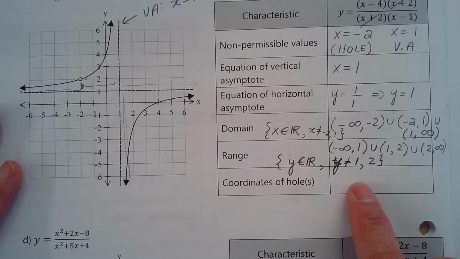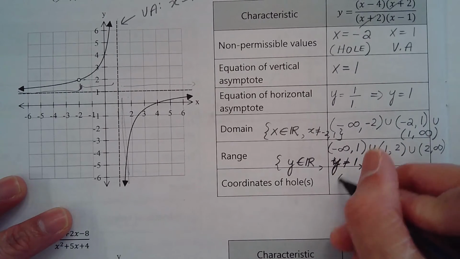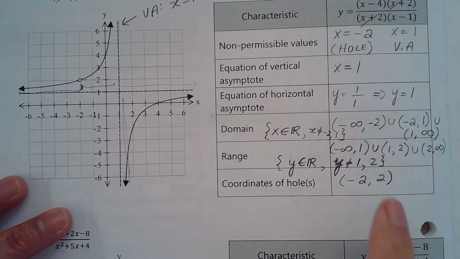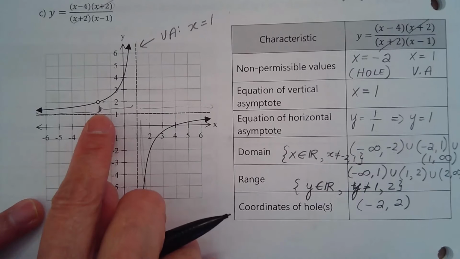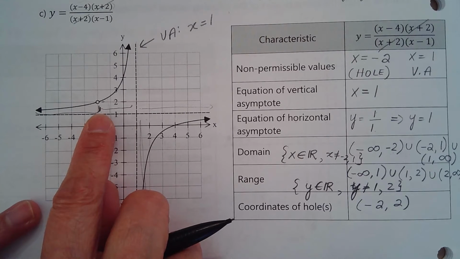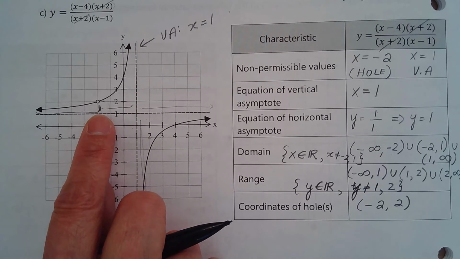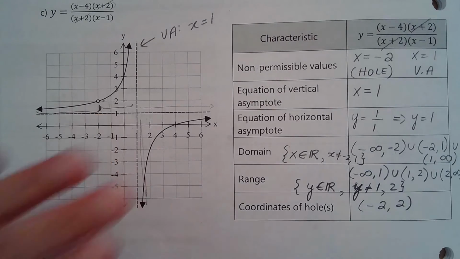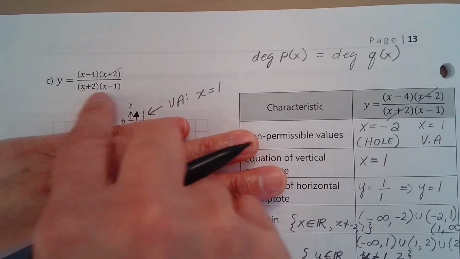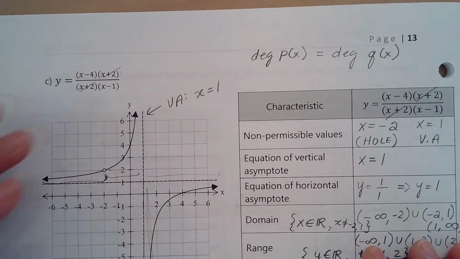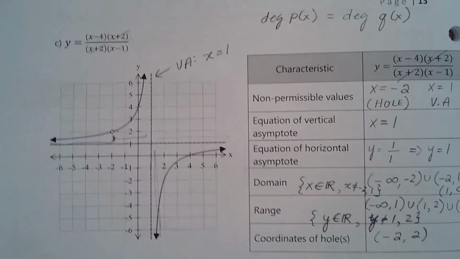If you look at the picture, what is the coordinate of the hole? Yeah, negative 2, comma 2. That's kind of nice because we can see the picture, right? But what if we don't have a picture? How can we figure that out? If only this is given, where's the hole? How do we do that?